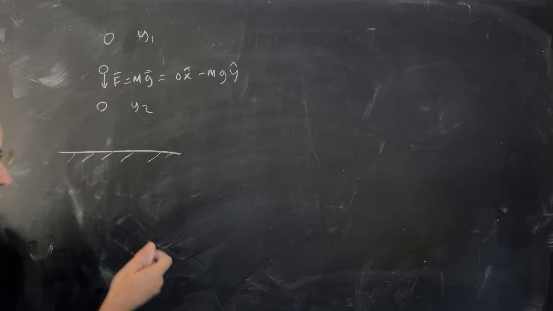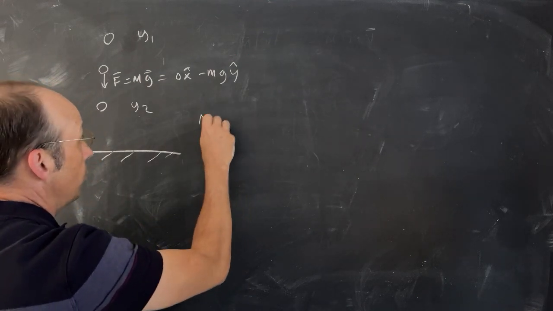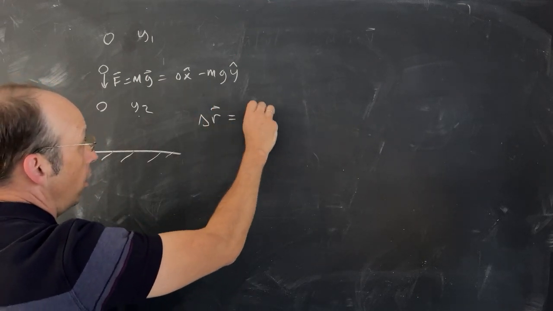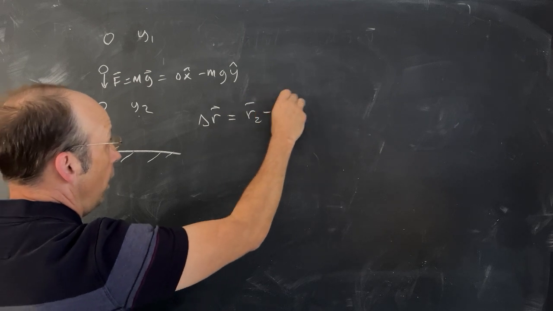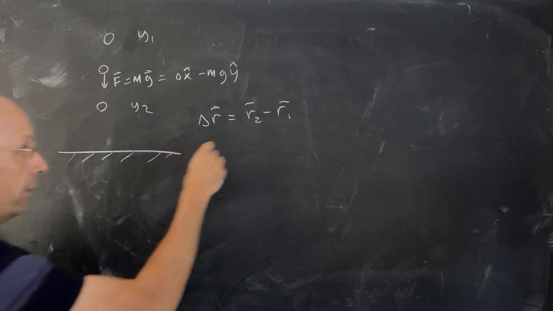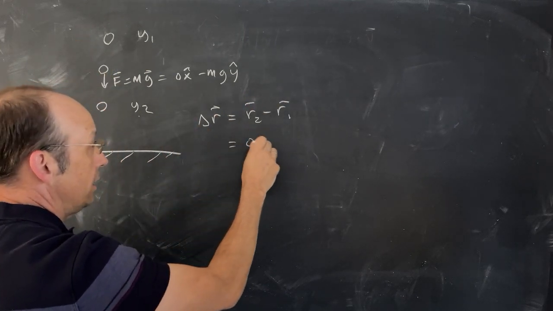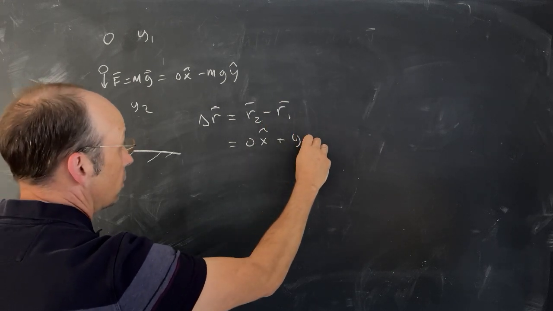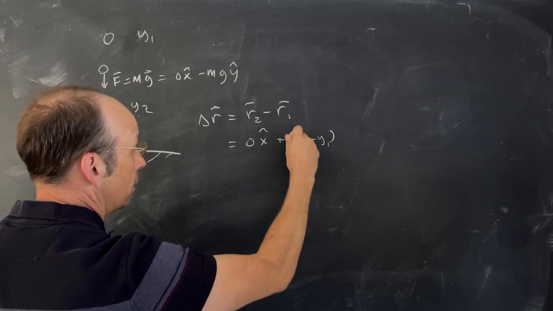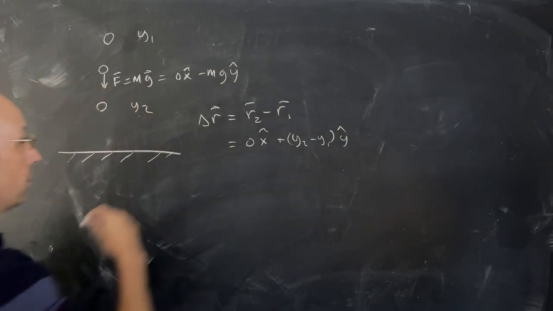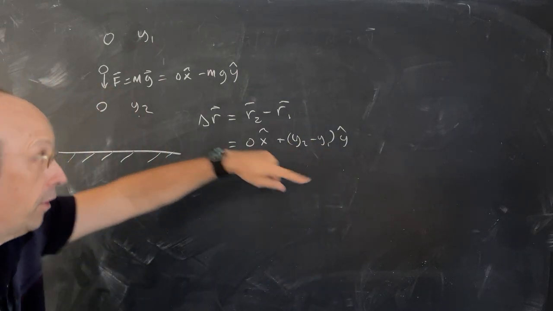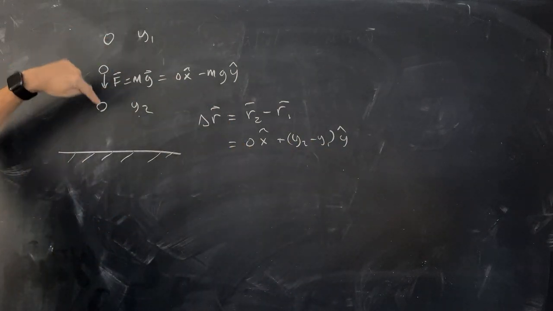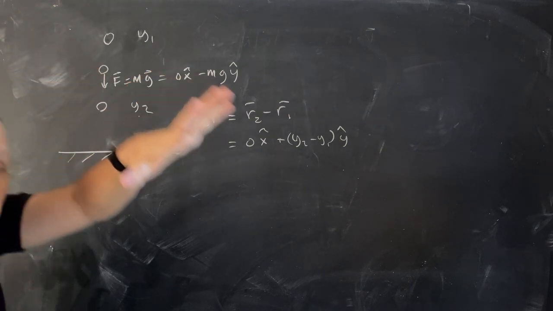That's the gravitational force. I put the 0 there just to be explicit. And it's constant. What about delta r? Well, delta r is r2 minus r1. Let's say these have the same x value, so I can write this as 0 x hat plus y2 minus y1 y hat. And that's going to be a negative number, right? Because y1 has a larger value than y2. It's going down in this case.